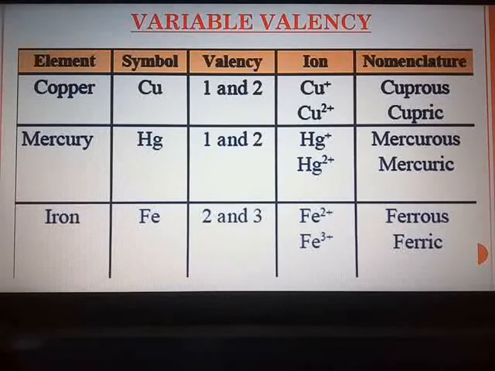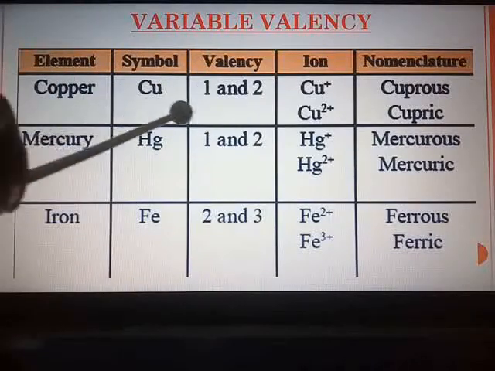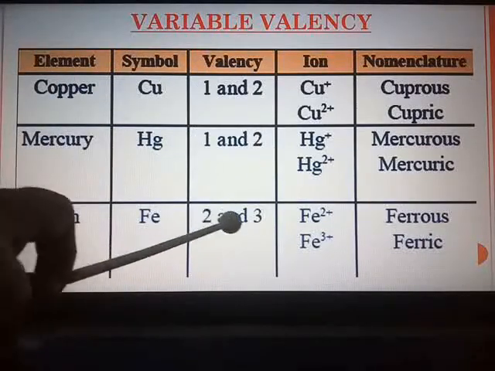So here they have given the examples for your syllabus: copper, mercury and iron. These are the 3 elements which exhibit variable valency. It can be asked under MCQs in the exam, so be prepared thoroughly. The symbol of copper is Cu, mercury is Hg and iron is Fe. So symbols they have written. Copper exhibits 2 valencies, 1 and 2. Mercury also 1 and 2. Iron it is 2 and 3.